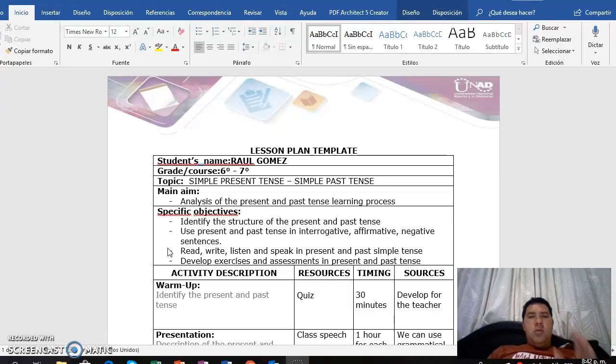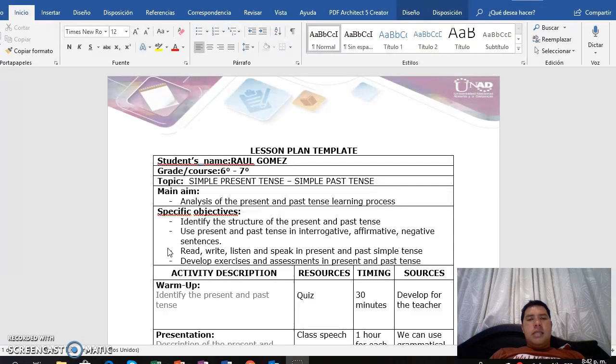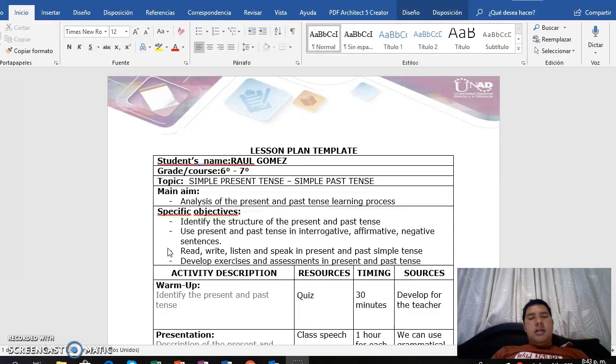This is my lesson plan to implement in this area. I just want to begin by saying that this is directed to grades 6 and 7. The main aim of this activity is to analyze the present and past tense learning process. Having in mind that this is my theme, the activity that I will work on in this lesson plan will be based on the present and past simple tense.